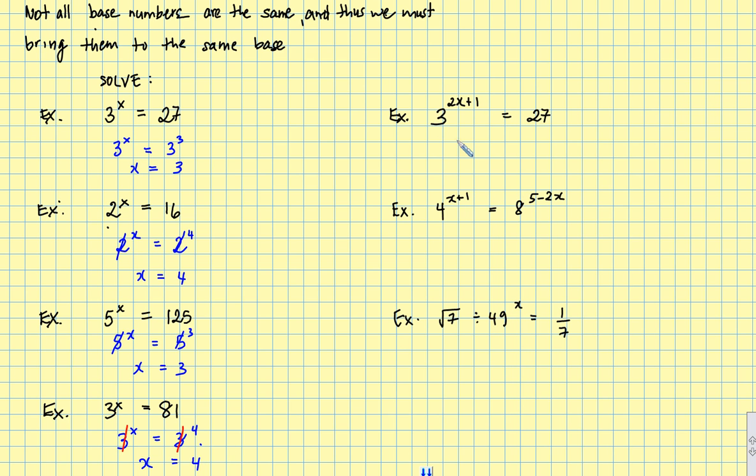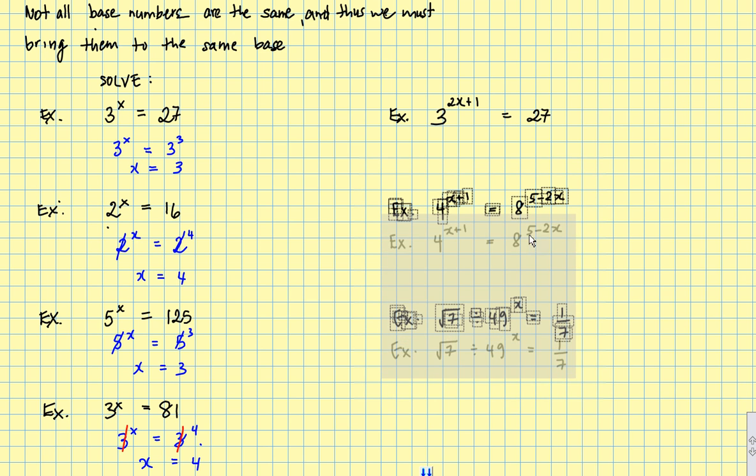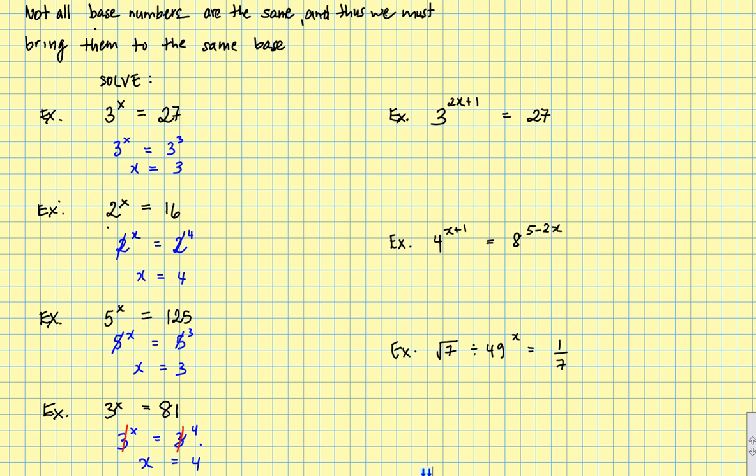Now, looking at the next one, the next few tend to get a teeny bit more complicated, but I assure you they are not that challenging. So let's take a look at the next one over. I've got 3 to the 2x plus 1. Well, I can't bring that base down any further, but I can certainly bring down the right-hand side to a base of 3, which is 3 cubed. The bases are now identical. I can disregard them, so I have 2x plus 1 is equal to 3, so that I have 2x equals 2, and therefore x is equal to 1.